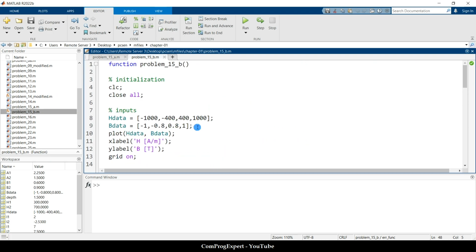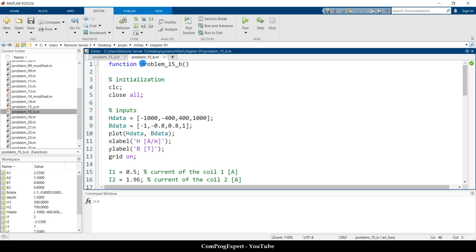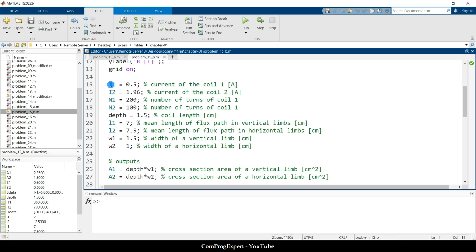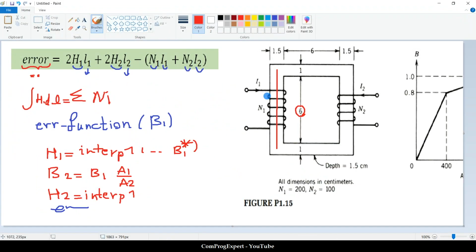So here is the next M file, problem 15b, part B. The value of L1 is 7, and the value of L2, the mean length of flux path in horizontal limbs, is 7.5. That is 6 plus 1.5, this length.